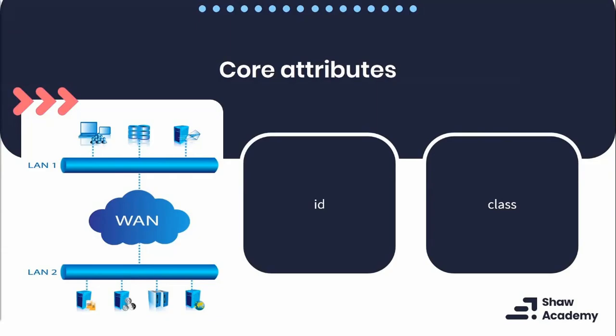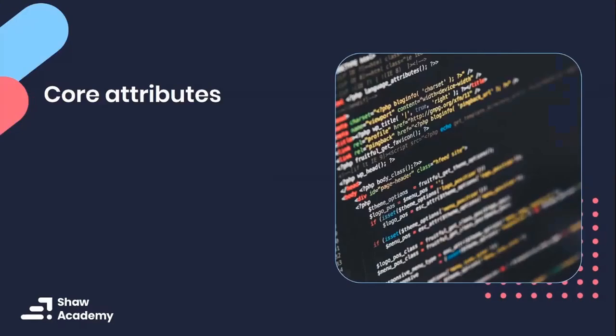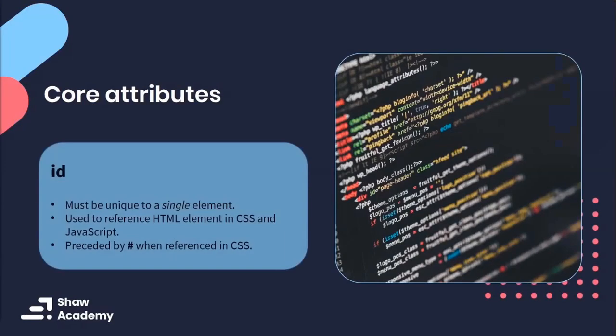Let's dig a little deeper to see the difference between the two. So when it comes to the ID attribute, it's important that the ID that you assign to an element must be unique to that element and that element only. And we use this ID to reference an HTML element in CSS as well as in JavaScript.